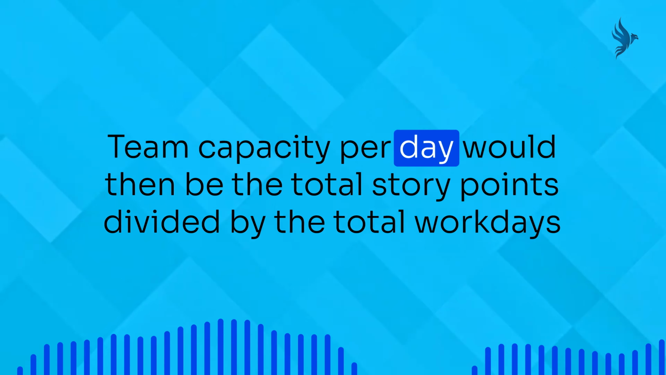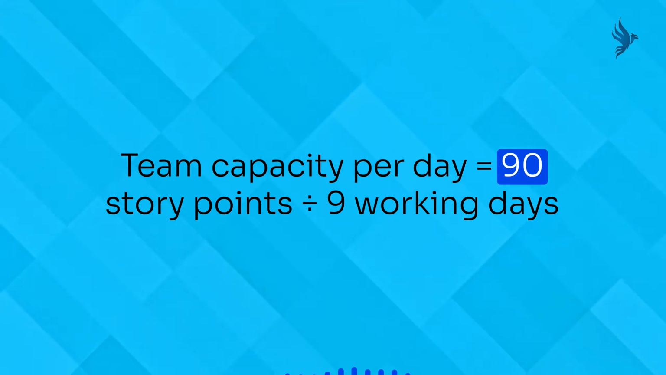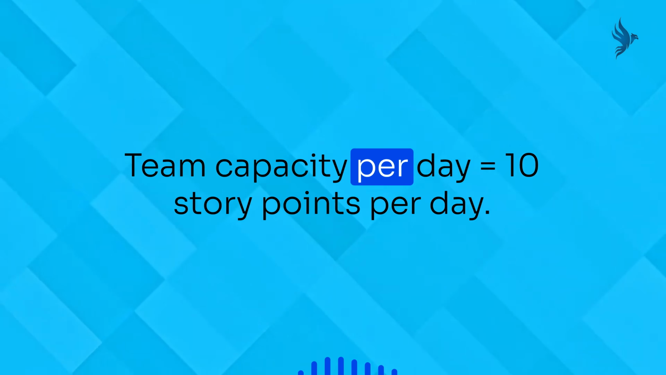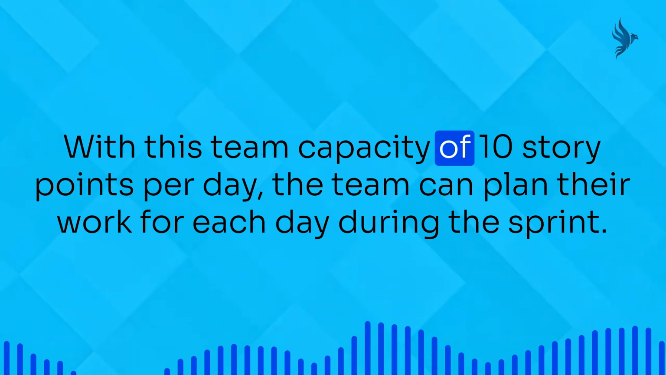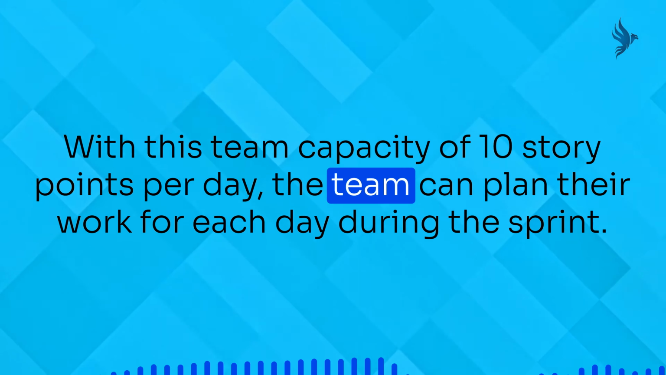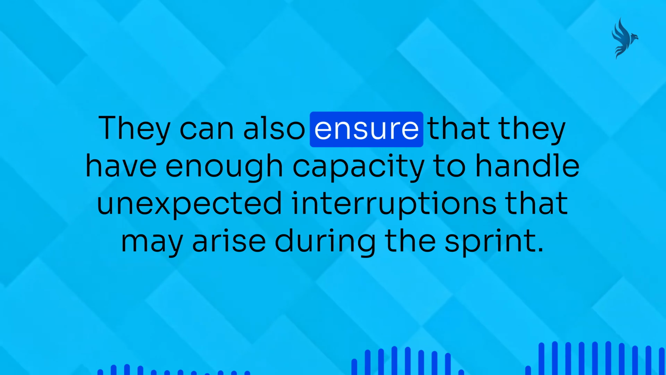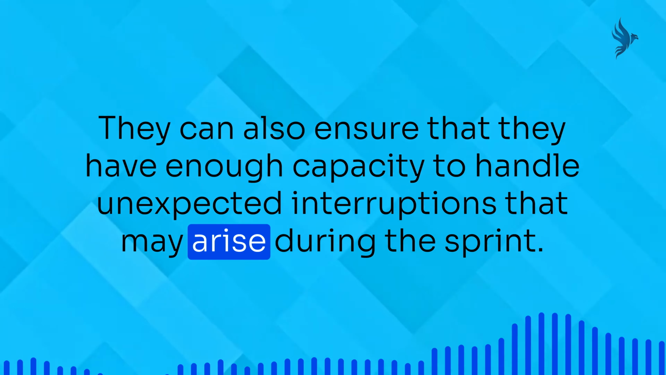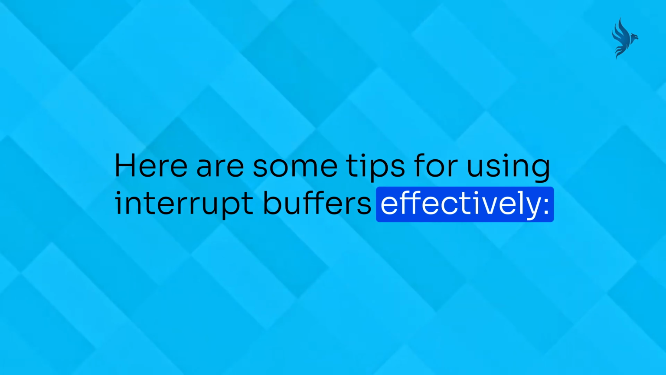Team capacity per day would then be the total story points divided by the total work days. Team capacity per day equals 90 story points divided by 9 working days. Team capacity per day equals 10 story points per day. With this team capacity of 10 story points per day, the team can plan their work for each day during the sprint. They can also ensure that they have enough capacity to handle unexpected interruptions that may arise during the sprint. Here are some tips for using interrupt buffers effectively.